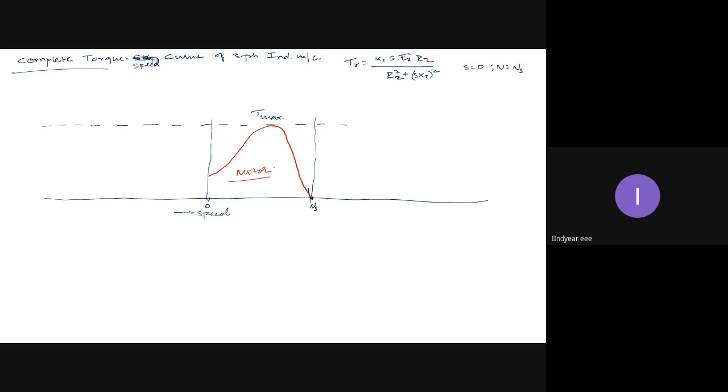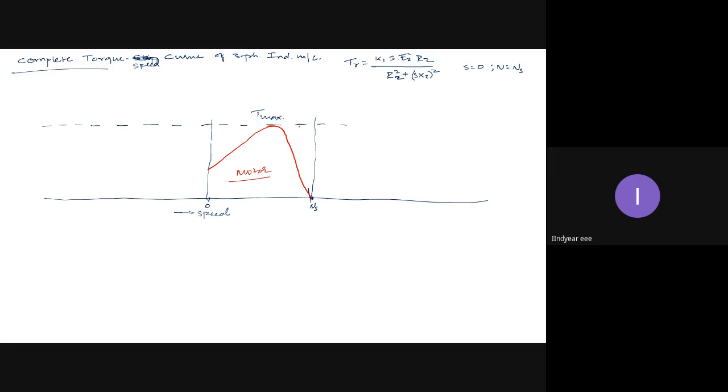Now when the plugging occurs, the supply is reversed. The moment the supply is reversed, the RMF developed in the stator will reverse. Because the RMF is reversed, the speed of the motor will also reverse. So when the plugging is done, the motor starts running in the opposite direction. For a moment, I will consider that as a negative speed, the speed below 0.